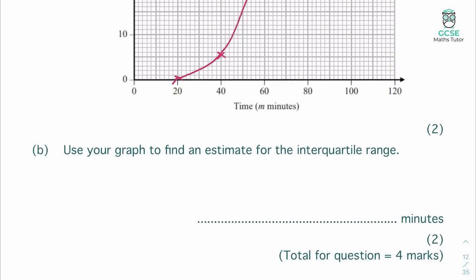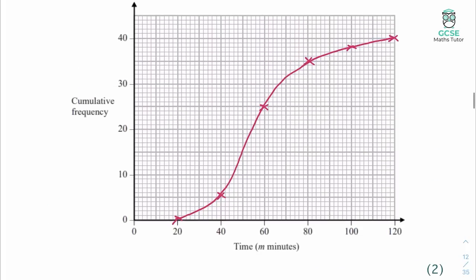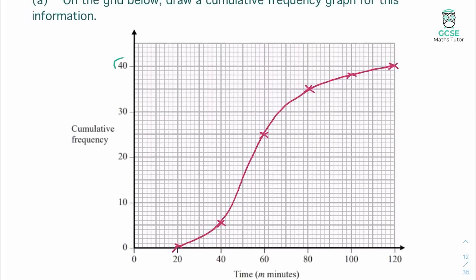So for the interquartile range, I need to find the upper and lower quartile. So it's out of 40 in total. So a quarter of 40 is 10, so I'll just divide it by 4. So I'm going to go 10 up from the bottom, 10 down from the top. So 10 up from the bottom would get me to 10. So I'll go along from 10 with a ruler and a pencil. And I go down, I read that number perfectly.